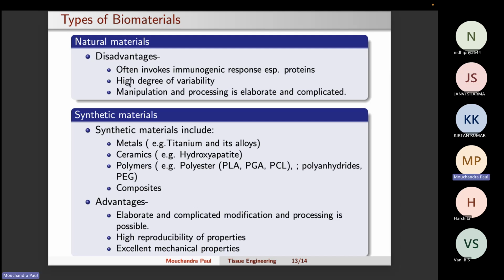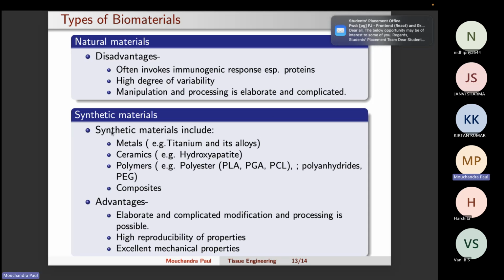Also, when you purchase or extract this kind of material, you will see that the quality of the material varies from one batch to another. So when you use this material for your application, the results might also vary. And if you want to manipulate this material, say add any functional group, then the process is quite elaborate and complicated.